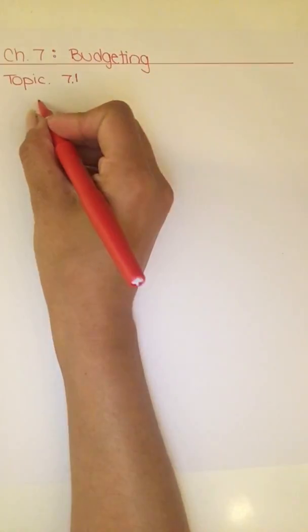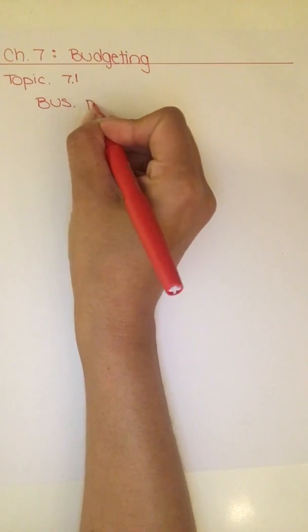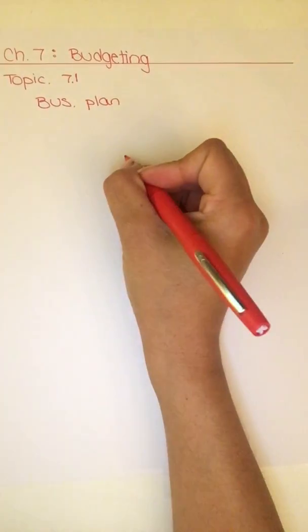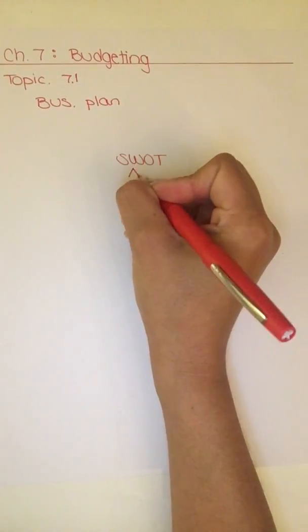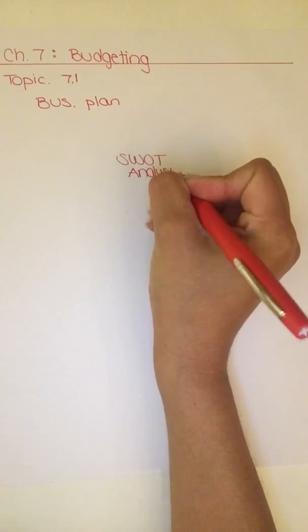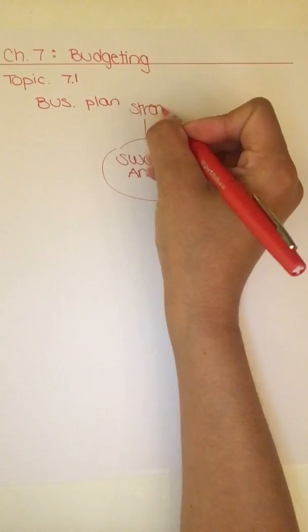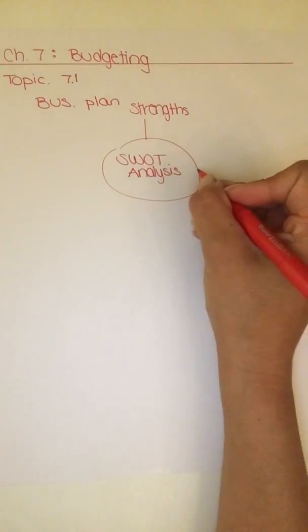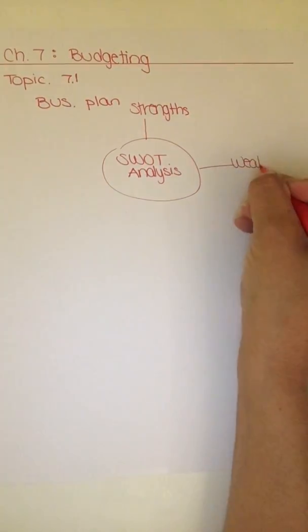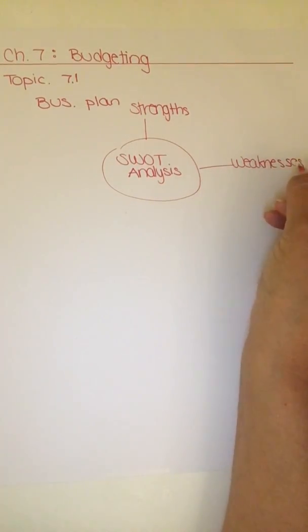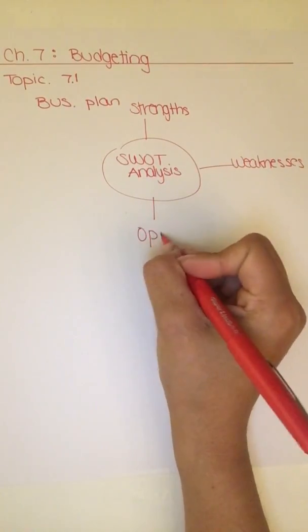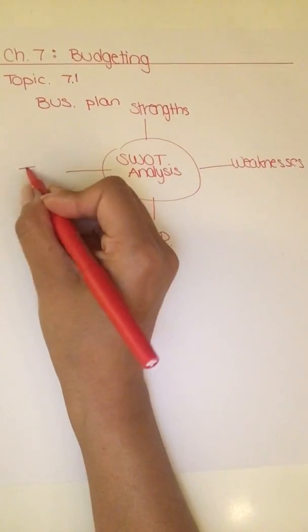Before we get there, let's back up. When all businesses start and they're looking for funding, one of their first steps is to create a business plan, right? A business plan usually involves having a SWOT analysis. If you guys have taken a business class before, you know what that is. It's something that lists all of a company's strengths, weaknesses, opportunities, and threats, right?